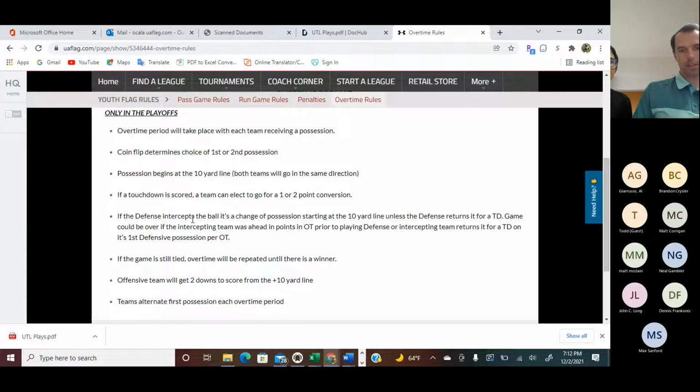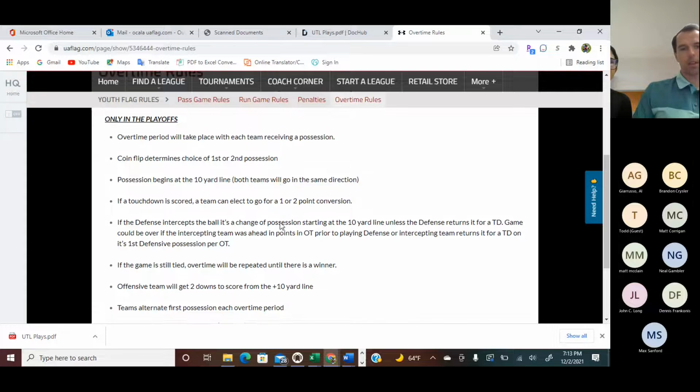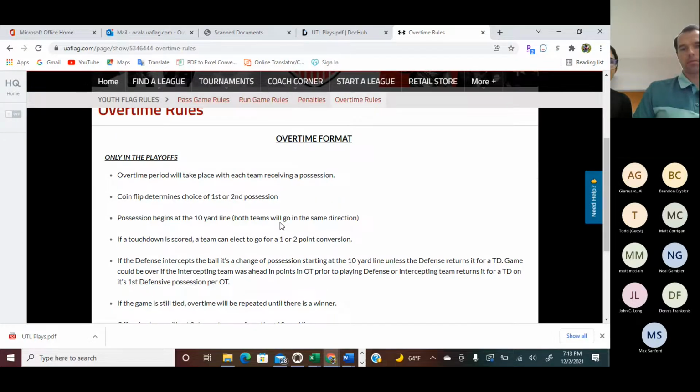But those are pretty standard. Nothing's changed there. You get 2 downs to score from the 10-yard line, and you alternate possessions each overtime. And then obviously you can go for 1 or 2.